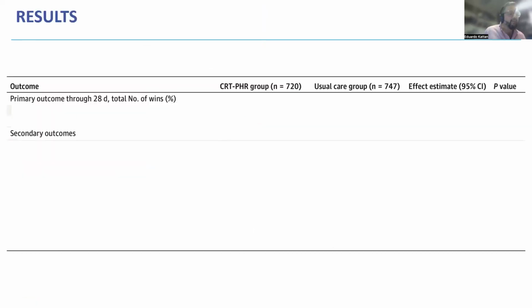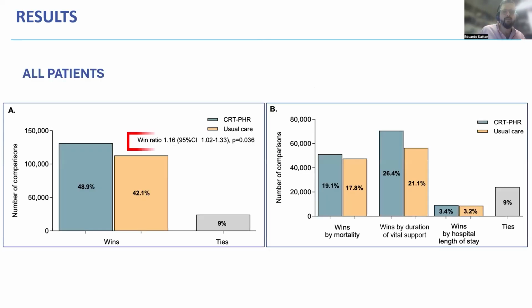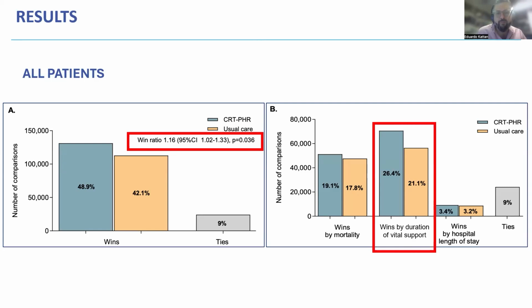And regarding the primary outcome, the intervention group had a higher rate of wins through this win ratio analysis with an effect estimate of 1.16 and with a 95% confidence interval of 1.02 to 1.33. And this gave a p-value of 0.04, making the study significant for the primary outcome. When we see which components of the win ratio provided more wins to the intervention, it was primarily driven by the duration of organ support.